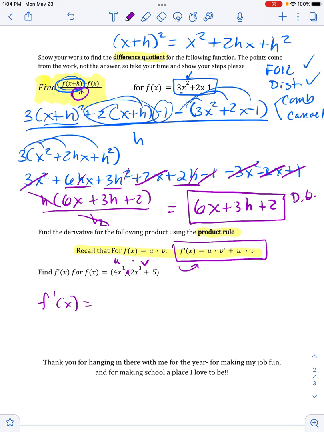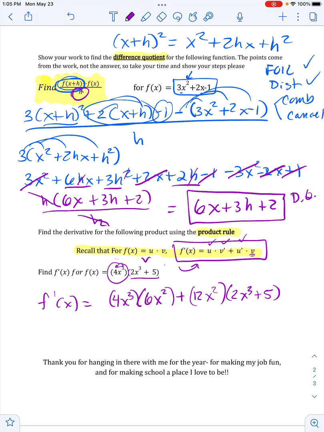To get the derivative, I'm going to take the first thing as is, check, times the derivative of this second part. So using my polynomial power rule, 3 times 2 becomes 6x, power goes down by 1, and the 5 goes away because the derivative of a constant is nothing. Okay, then plus, and now here I'm going to be at u prime. So that's going to be the derivative of this guy. So 3 times 4 is 12, and the power goes down by 1. And then the end is this, v as is without any changes. So it's going to get multiplied by this original second part of my function.